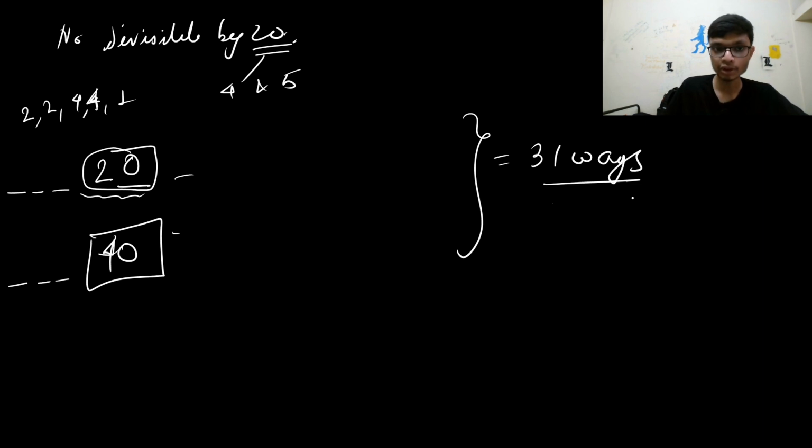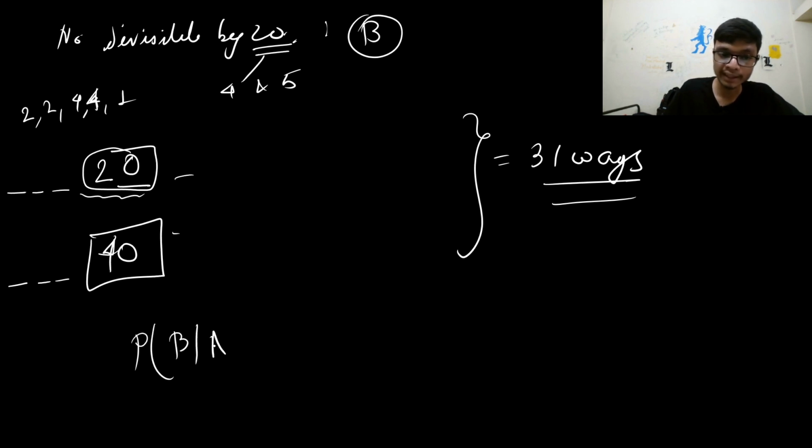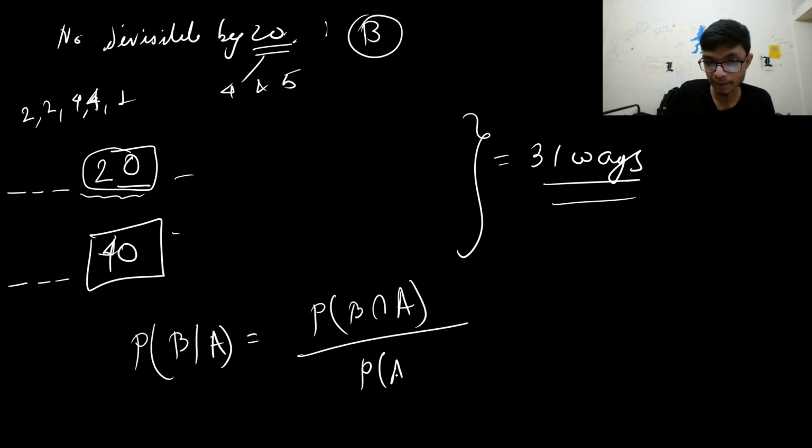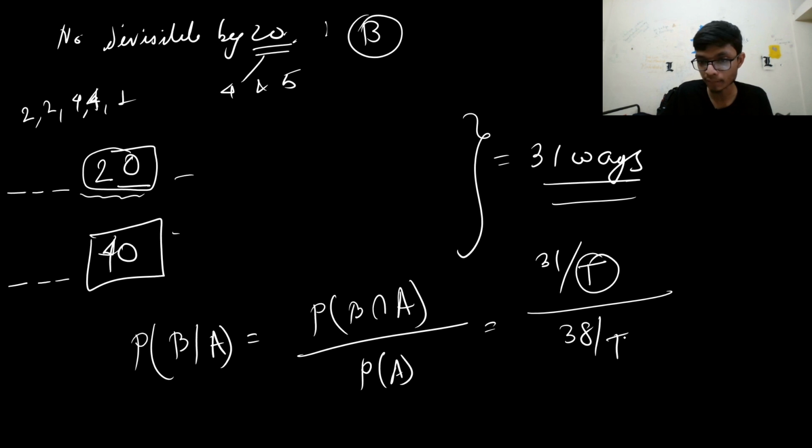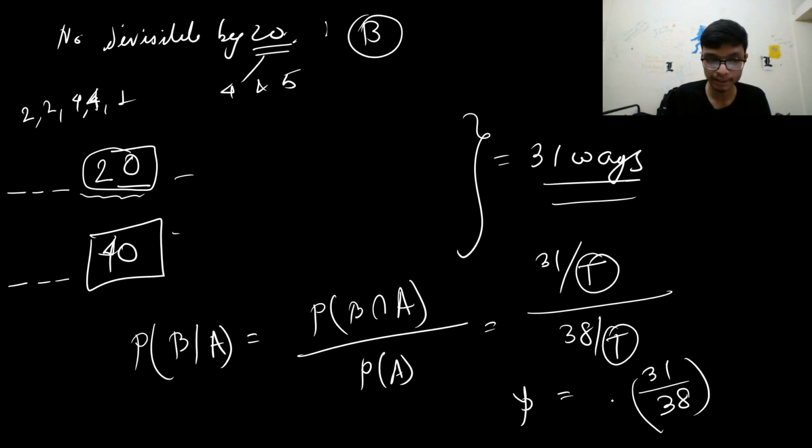That will be 31 ways when these 5-digit numbers will be divisible by 20, and that particular event I'm letting be event B. We have to find the conditional probability of B given that A has already occurred, that is, the number is divisible by 20 given that it is already divisible by 5. This conditional probability is written as the probability of B intersection A divided by the probability of A. So I get 31 divided by the total number of cases T, over 38 divided by T, so the result will be 31 by 38. So the probability value P is 31 by 38.